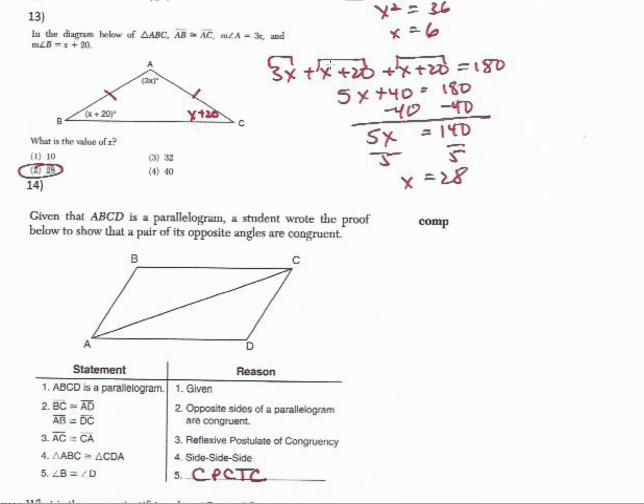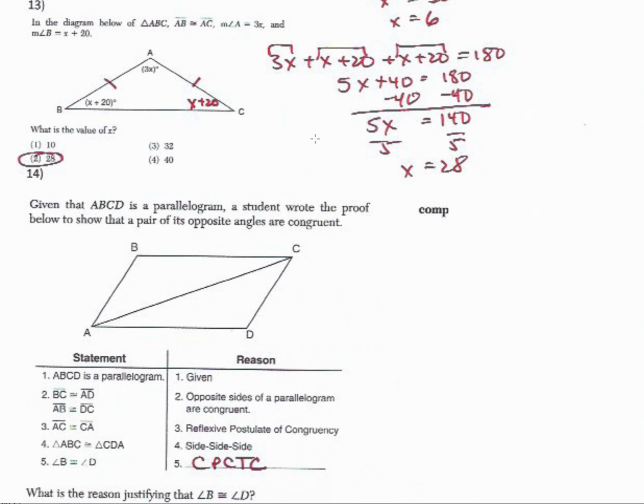I use the brackets to show all three angles. So 3x plus one of the x plus 20s plus the other x plus 20 has to add up to 180. Combining like terms, same side, same operation. 3x and x is 5x. 20 and 20 make 40. Subtracting 40 from both sides, 5x is 140. X is 28. Oh, what are they asking for? Apparently, they're asking for x, so 28 is good enough.